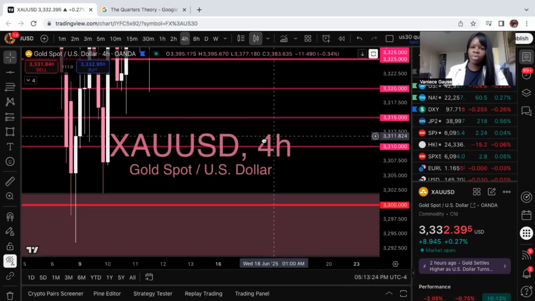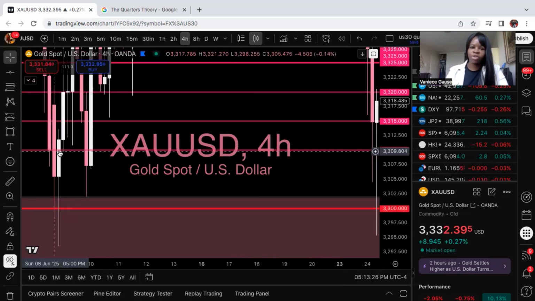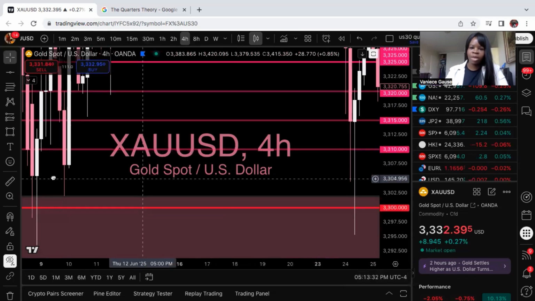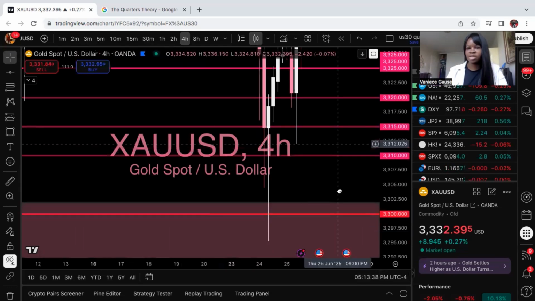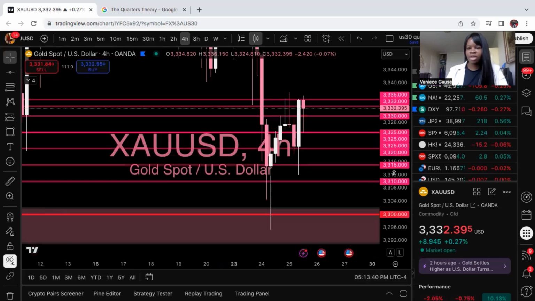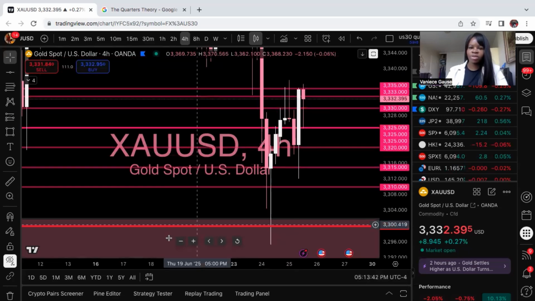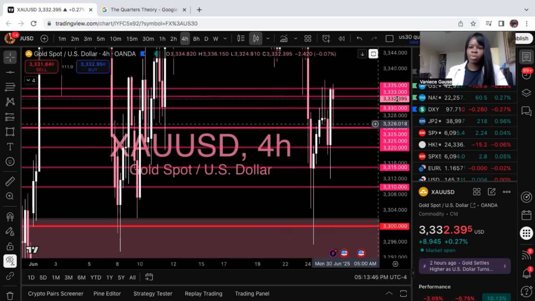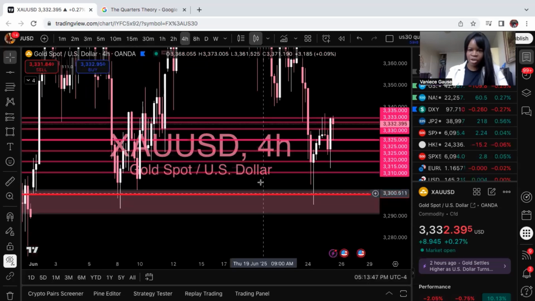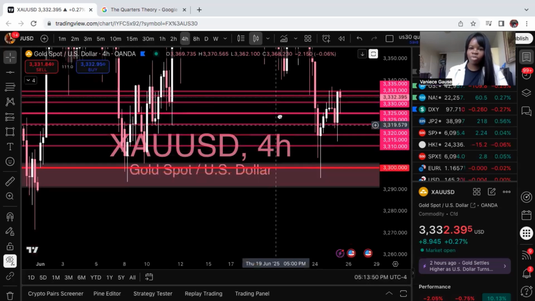But you can see how we basically bounced off of this area on Sunday night. We came back into it on Monday at 9 p.m. And then we also just recently came back into this area as well on Tuesday. So it's not a coincidence that gold did that. It basically always moves like this. So you can always catch those $5 point movements on gold.